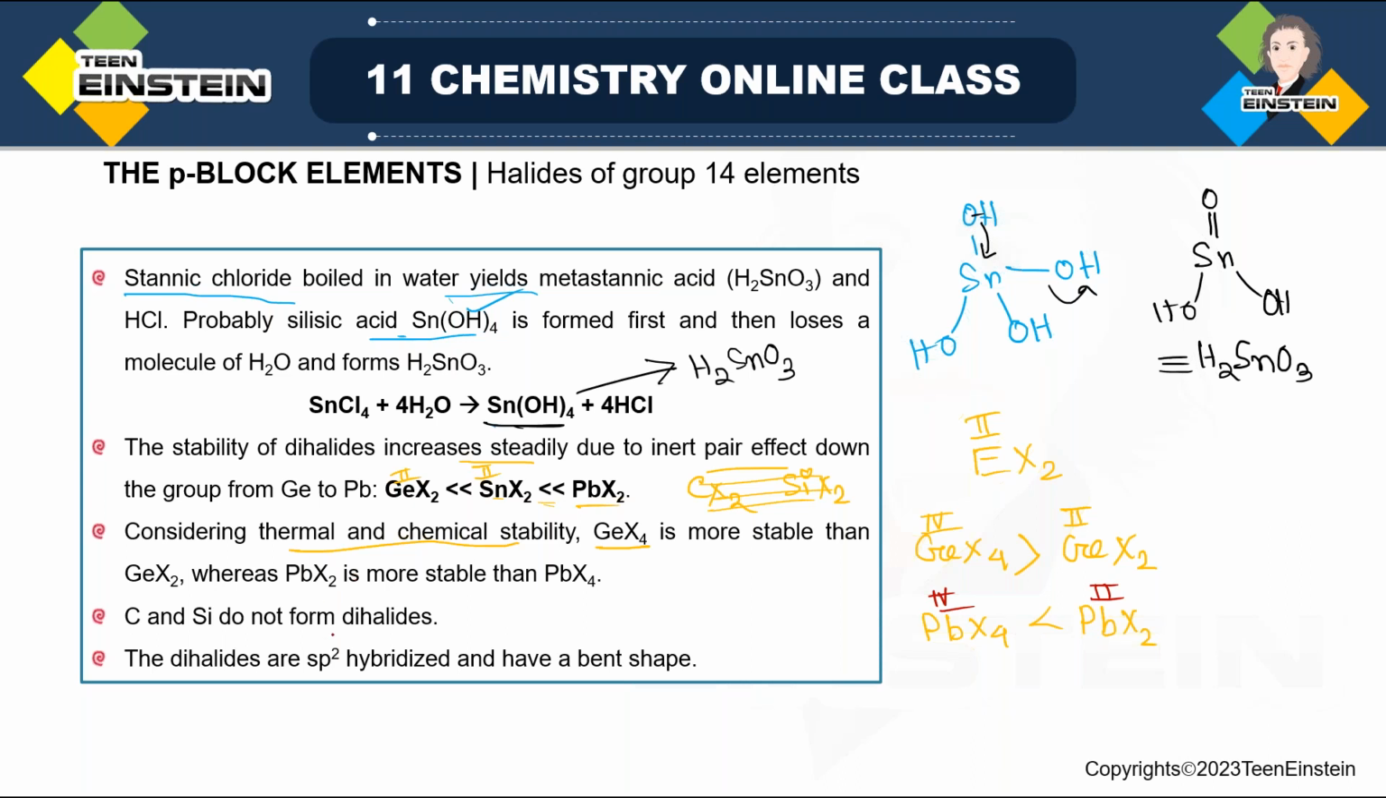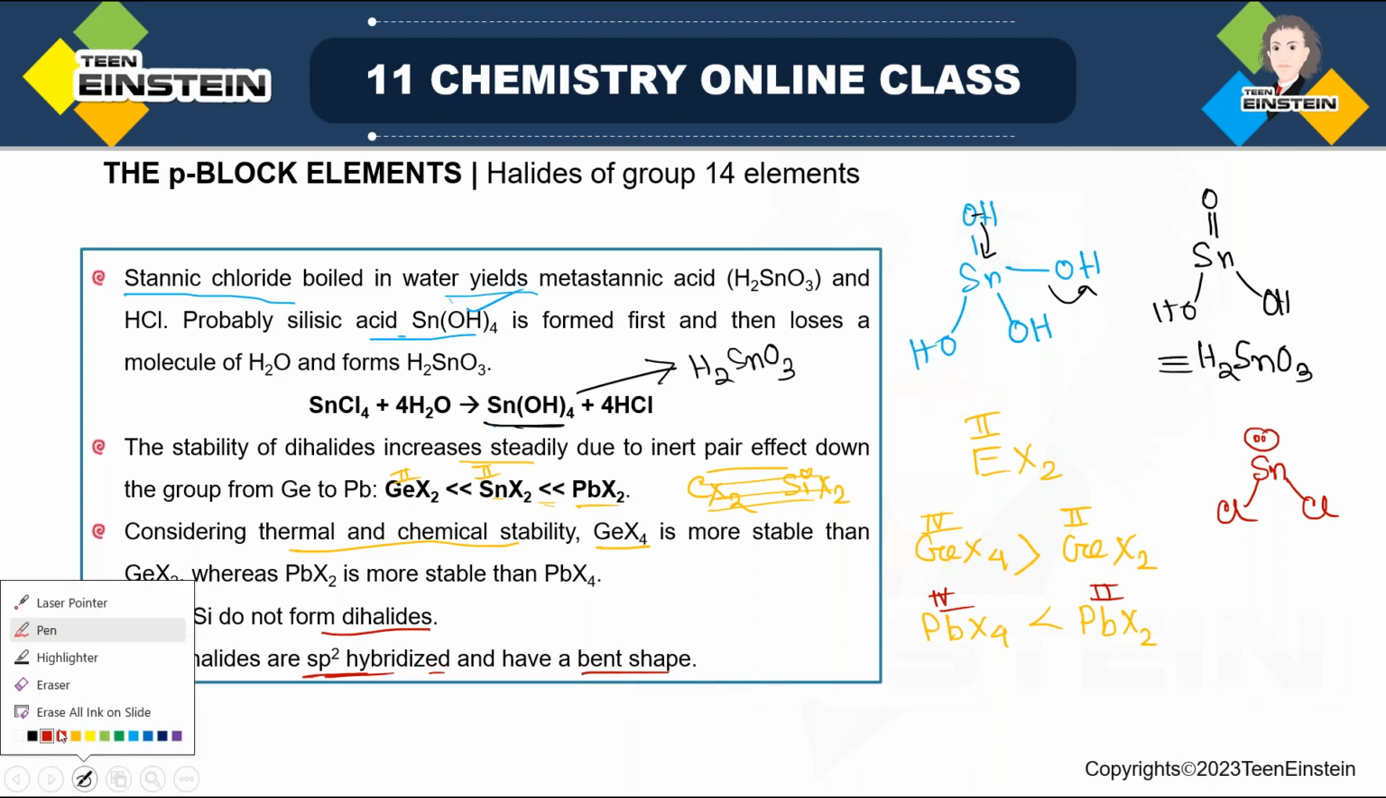And for carbon and silicon, there are no dihalides. Even if you see dihalides, they will be very, very unstable. These dihalides are sp2 hybridized and have a bent shape. So just take the example of SnCl2. It will have a bent shape like this, and there is a lone pair.